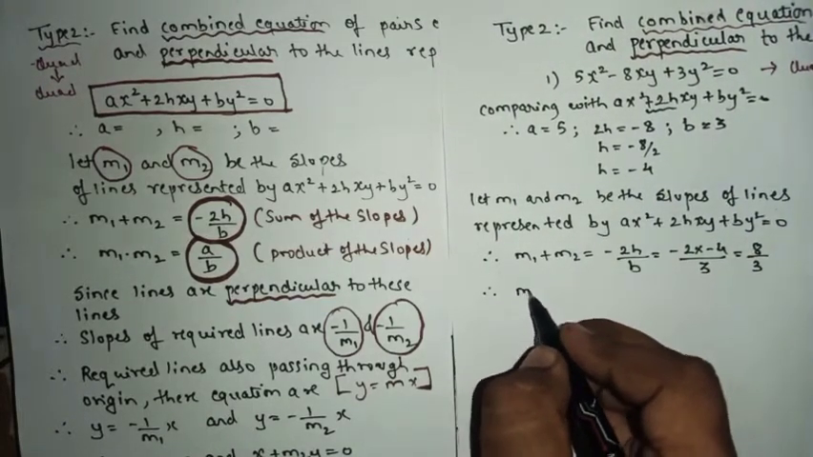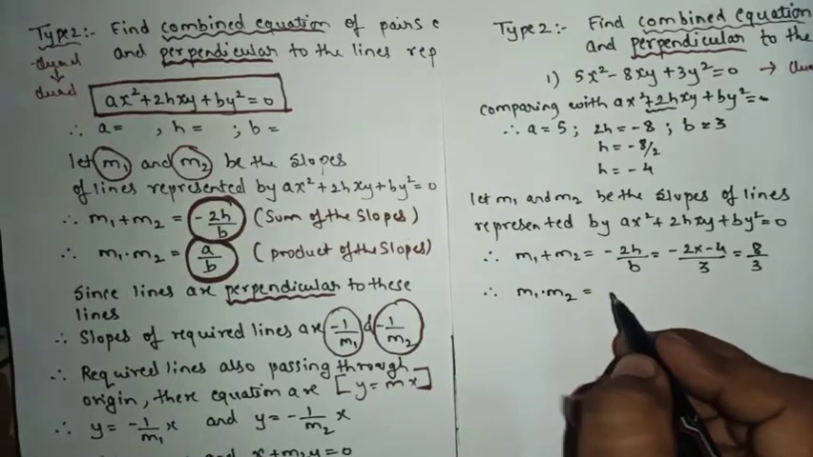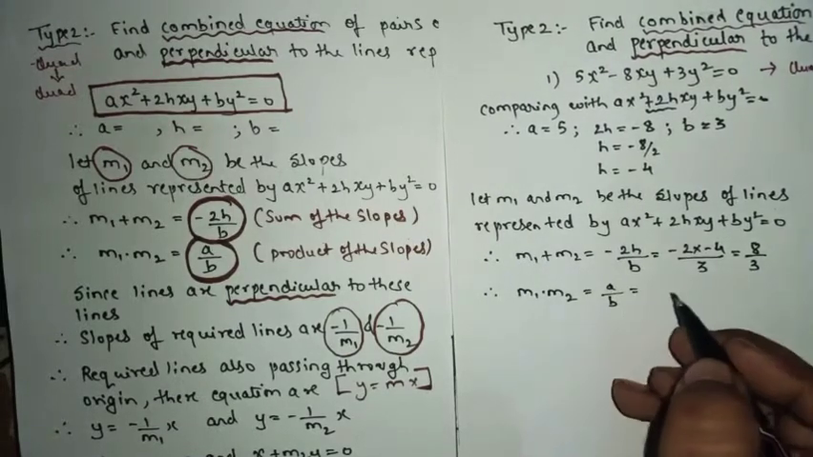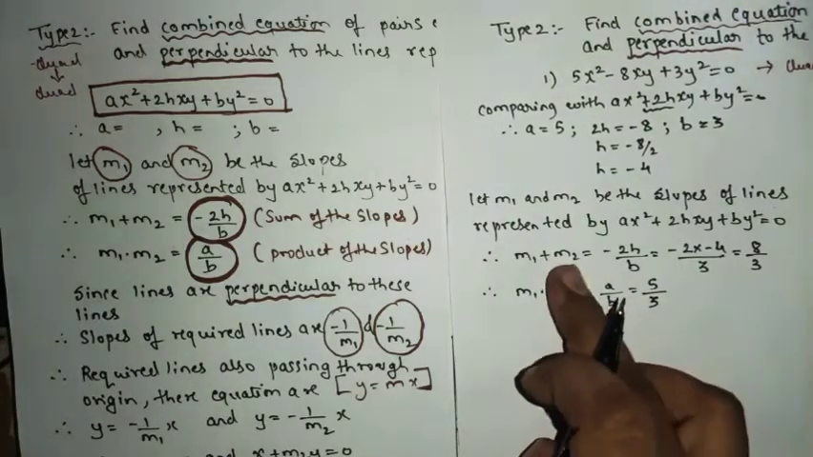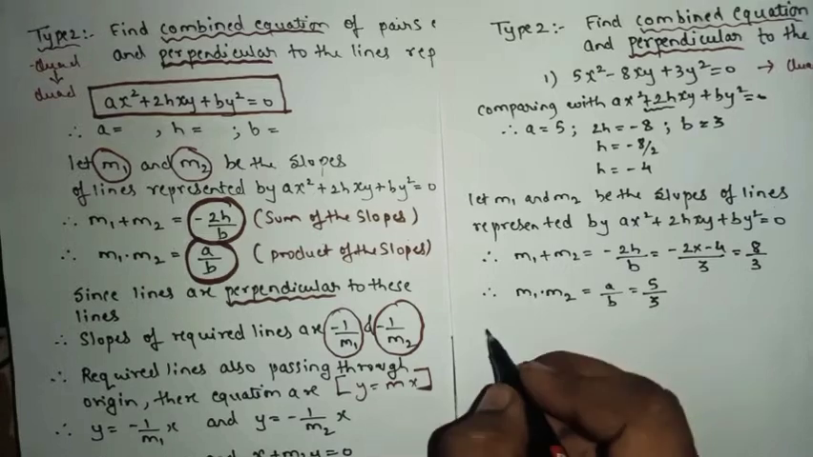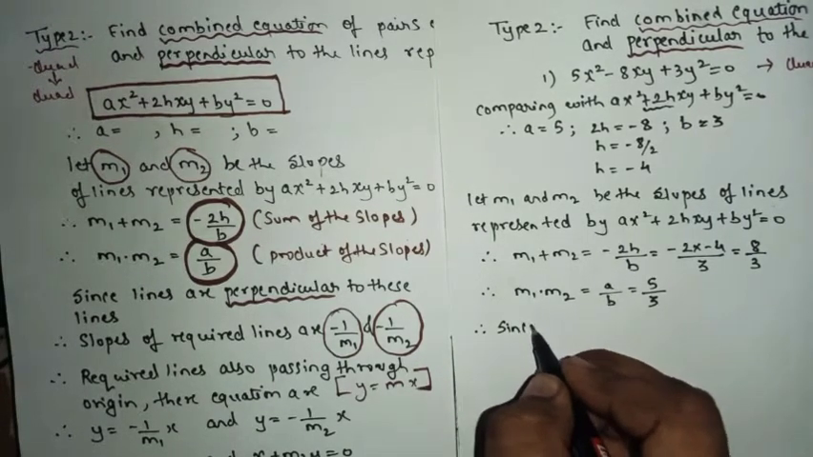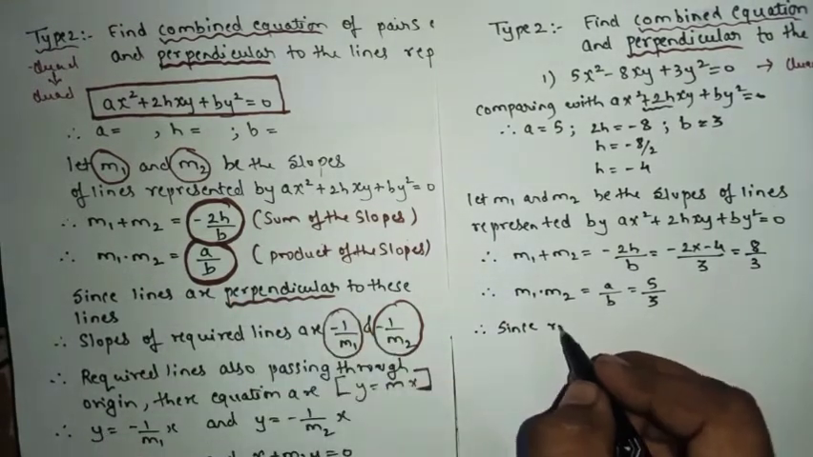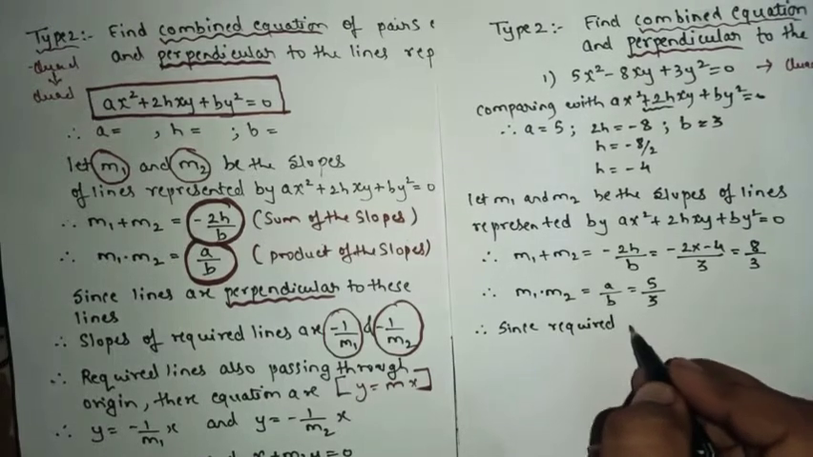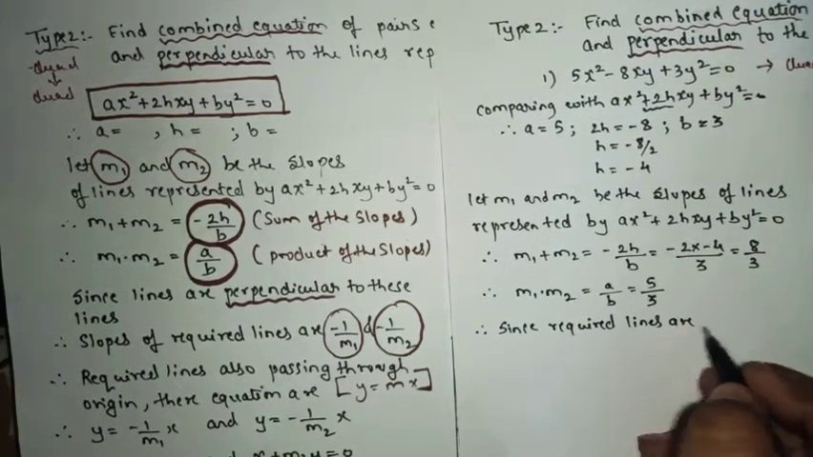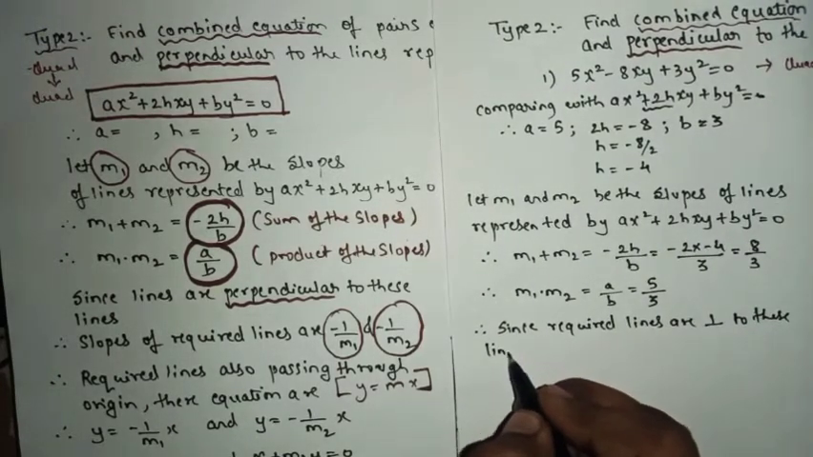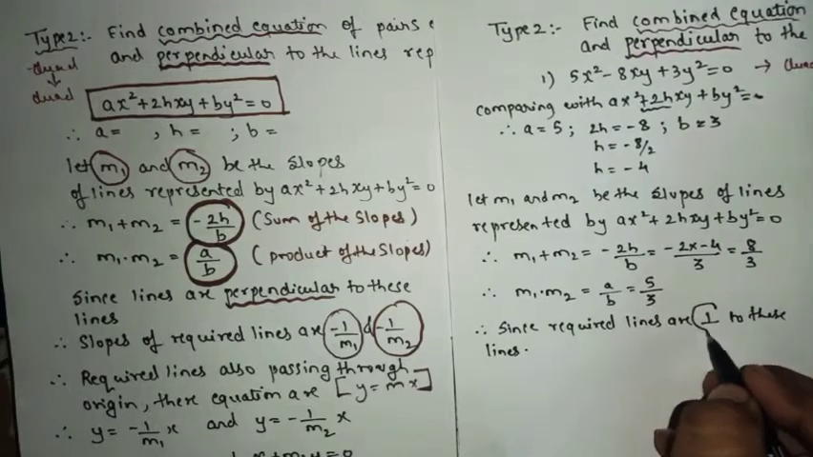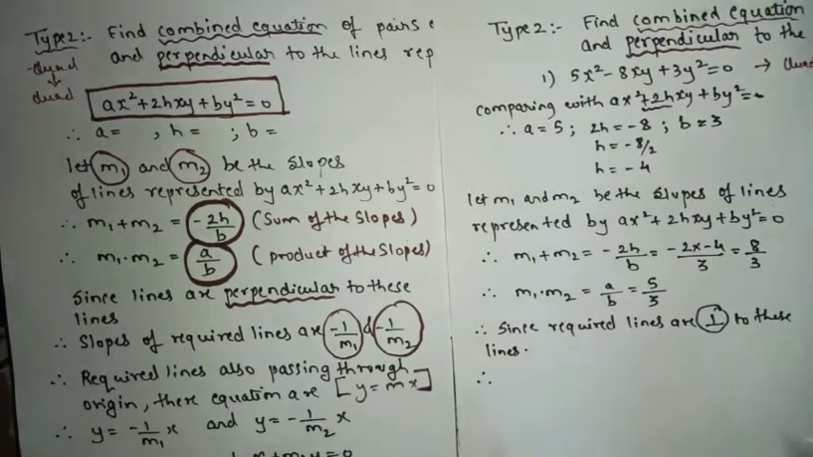Okay, now the next step is what? The product of the slopes is a by b. What is the value of a? It is 5, and b is 3. Here we got the sum of the slopes and the product. After that, we know that since required lines are perpendicular to these lines, yes or no? When it is perpendicular, we know that we have to take the reciprocal of the slope with the opposite sign.